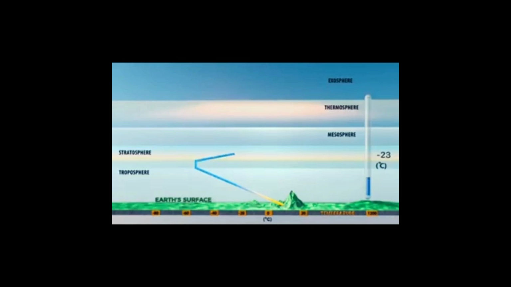In the stratosphere region, from the ozone layer the temperature progressively increases to -2 degrees Celsius. Then, the temperature ranges from -2 degrees Celsius to -92 degrees Celsius at the upper boundary of the mesosphere. After that, the temperature rises from -92 degrees Celsius to 1200 degrees Celsius near the upper boundary of the thermosphere.